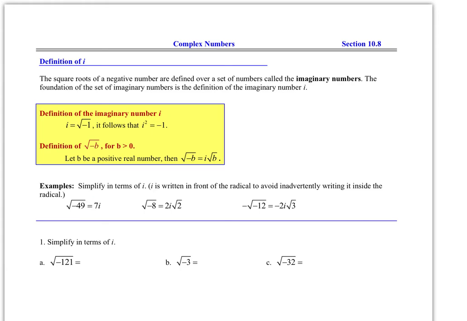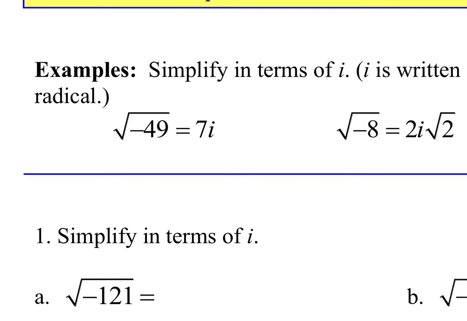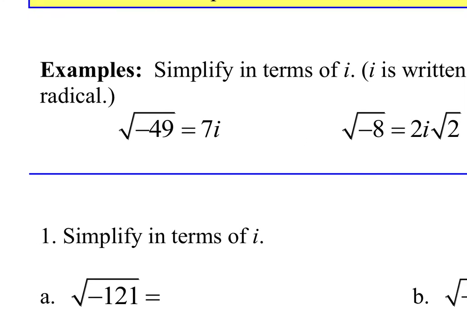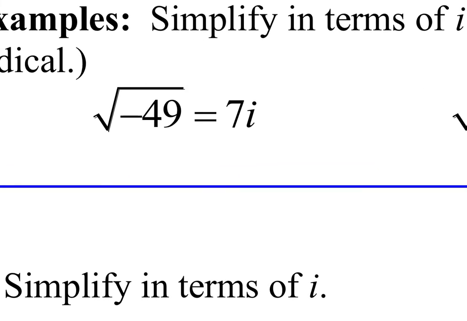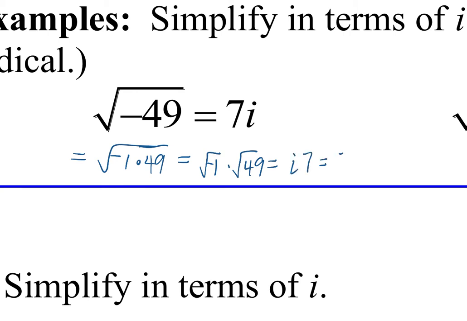A good way of thinking about this is the square root of negative 49 is equal to the square root of negative 1 times 49, which is also equal to the square root of negative 1 times the square root of 49. And the square root of negative 1 is equal to i, and the square root of 49 is 7, so 7i is how we end up with that.